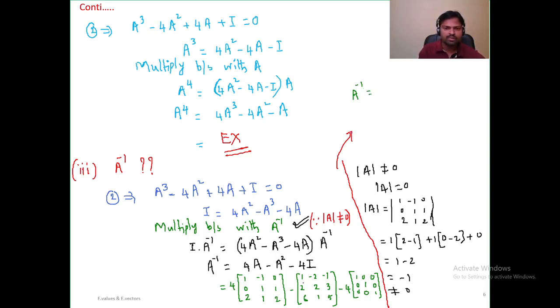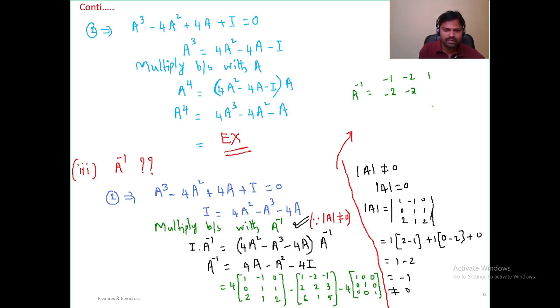4 minus 1, how much? 3. 3 minus 4 is minus 1. Next second entry, minus 4 plus 2, minus 2. Next 4 0 is 0, so 1. 1 plus 0, 1. Next similarly 4 0 is 0, minus 2, so this entry is minus 2. Minus 2, right? Next 4 1s are 4, minus 2, so 2 minus 4, so minus 2.